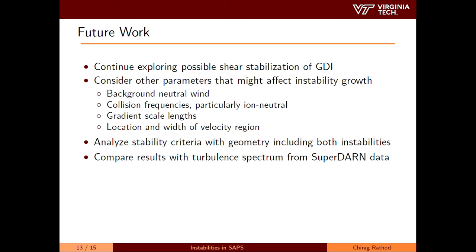We also want to consider other parameters that might affect the instability growth. For example, the background neutral wind, which really determines how strong our gradient drift instability is. We also want to modify our collision frequencies, particularly the ionosphere collisions, because those are the dominant ones, and that determines basically how things are going to change with altitude. We also want to change the gradient scale length and the location and width of the velocity regions. And all of these are very correlated with differences in geomagnetic conditions.